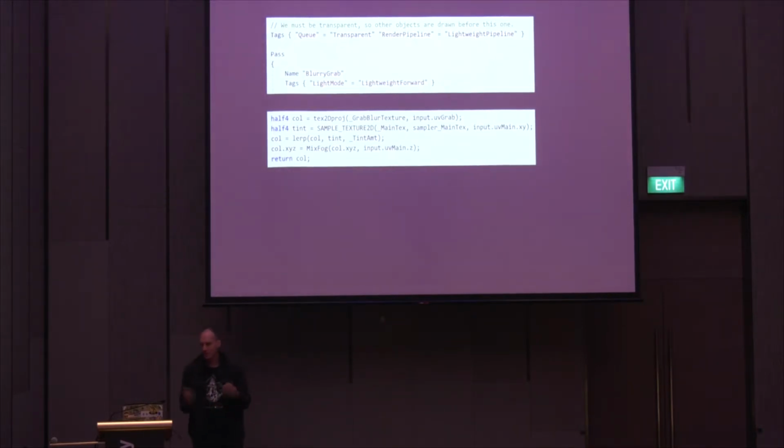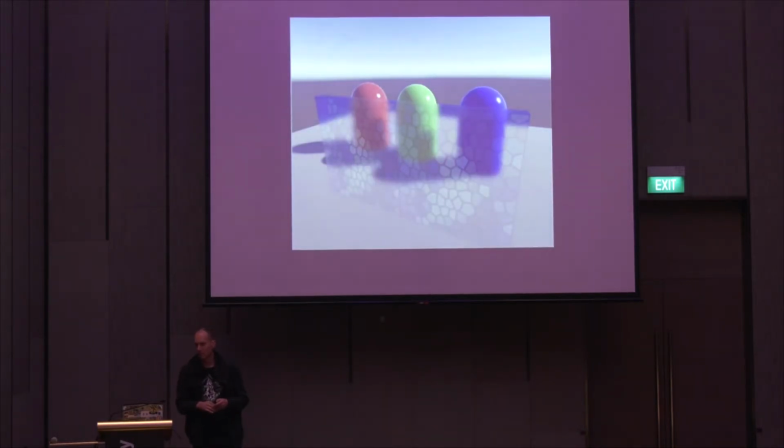So again, details are not important. I just want you to see this shader and see that here I'm getting the grab blur texture that I've blurred and I'm applying it to my object. And that's when we get our final result. That's the final result here.